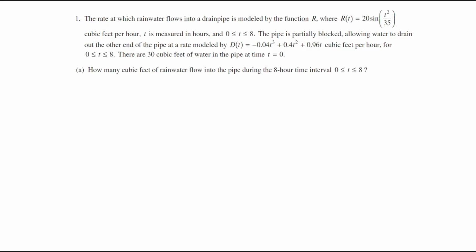All right, this is question number 1 from the 2015 AP Calculus AB exam. It's a rate FRQ, where they give us this function R of t that models the rate at which rainwater flows into a drain pipe in cubic feet per hour, where t is in hours. And we're looking at from 0 to 8 here. It says the pipe is partially blocked, so the water drains out the other end at this other function, a rate modeled by D of t, capital D of t, also in cubic feet per hour. And it also tells us that at t equals 0, we have this initial condition that there are 30 cubic feet of water in the pipe.